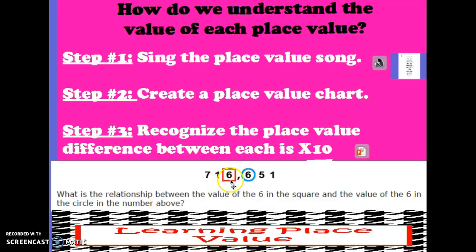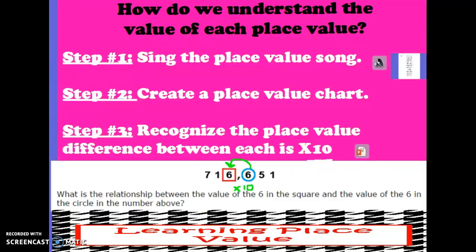In the number 716,651, what is the relationship between the value of the 6 in the square, which is this red square right here, and the value of the 6 in the circle, in the number above? Well, all you'd have to recognize is the fact that we're talking about starting in the hundreds place value and moving one place value over to the thousands place value. And just like you saw in the previous slide, we know that from moving one place value over to another, you are 10 times larger, which is the same exact case in this example. The 6 in the thousands place value is 10 times larger than the 6 in the hundreds place value.